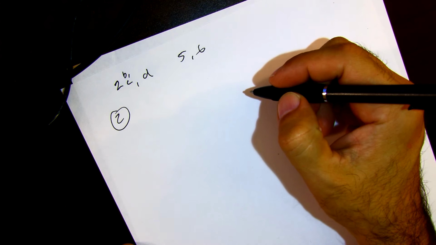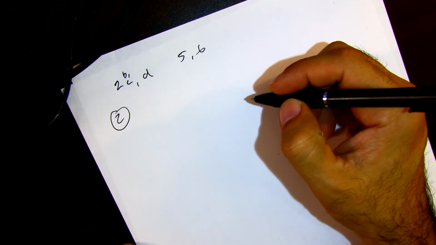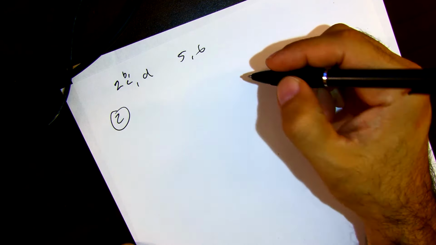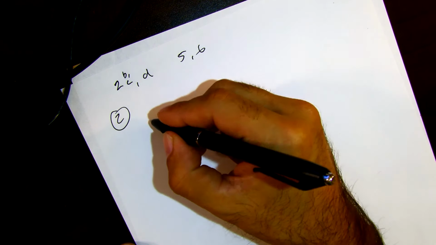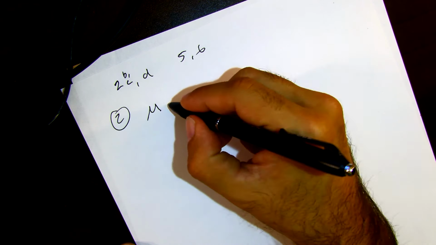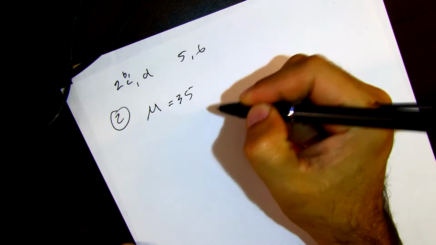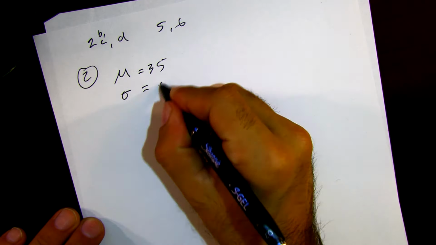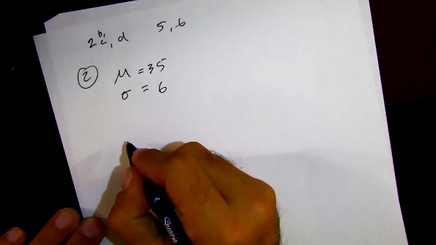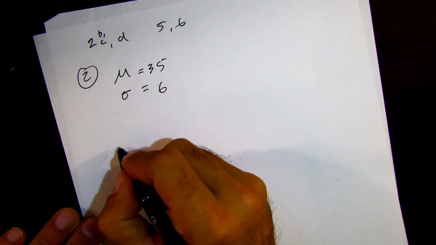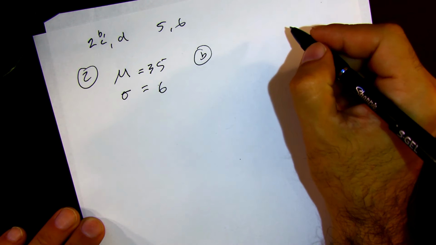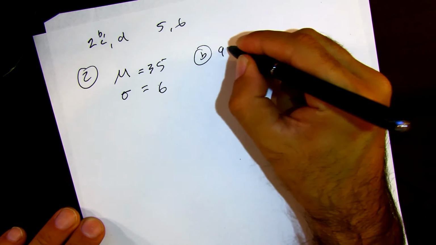We need a test scale to compose a number of subtests. Okay, it's just intelligence tests. On one subtest, the raw score has a mean of 35, that's mu, and a standard deviation of 6, that's sigma. Assuming these raw scores form a normal distribution, for part B, what number represents the 90th percentile? So we're going to find what the 90th percentile is.